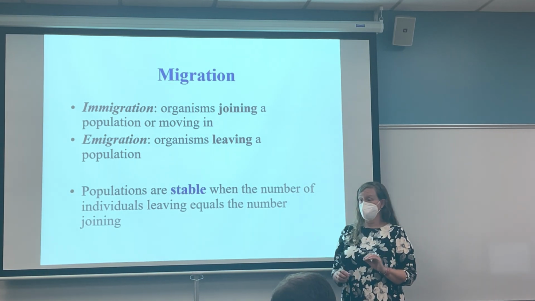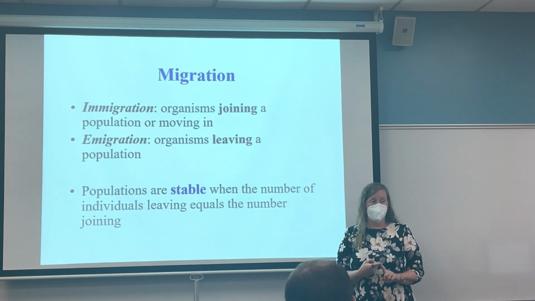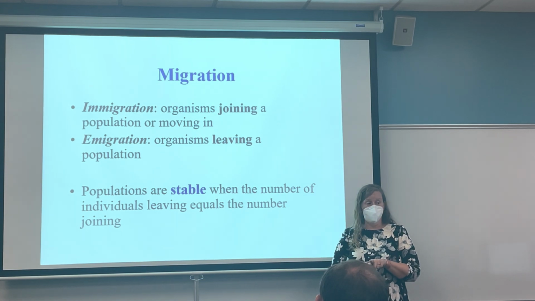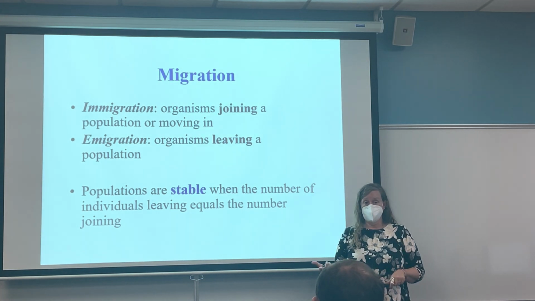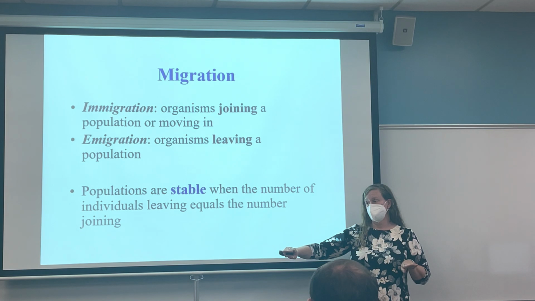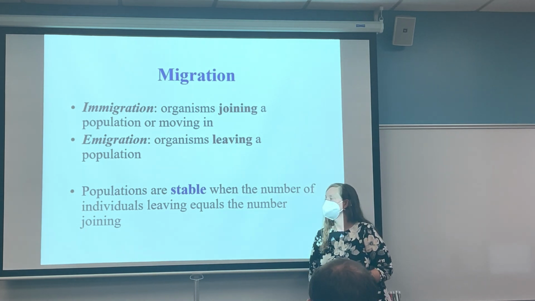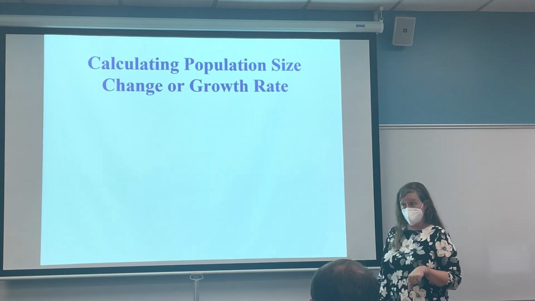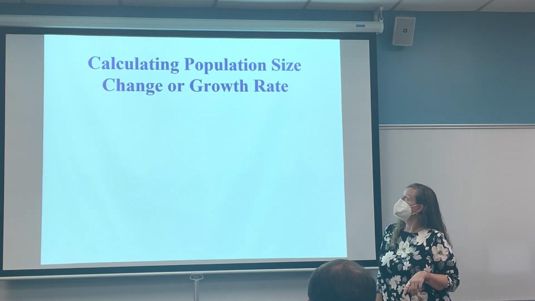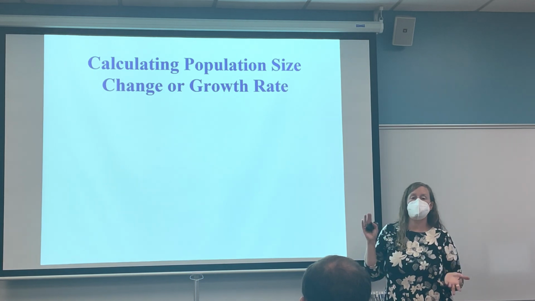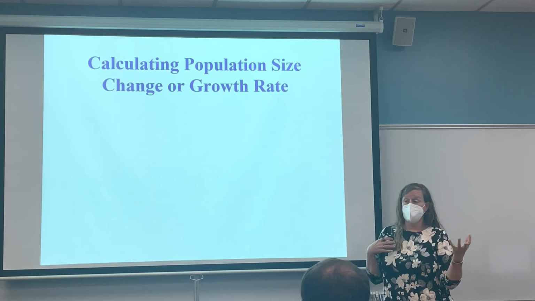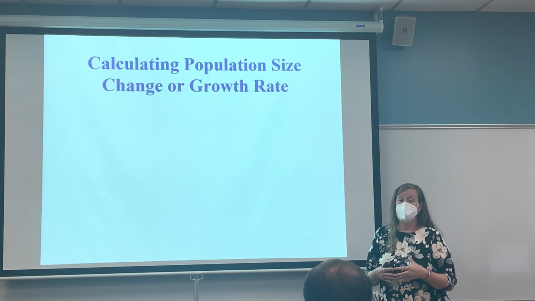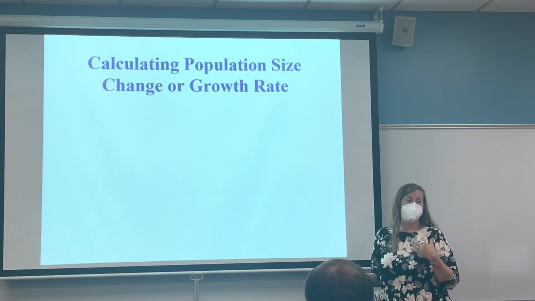Populations have stability when the births and the immigrants, those that are joining the population, equal the deaths and the emigrants. Then you have a stable population. All right, so we're going to do a little bit of calculations, especially in lab today. We're going to take a look at how individuals coming and going influence the population size. Again, the most significant factors are births and deaths.